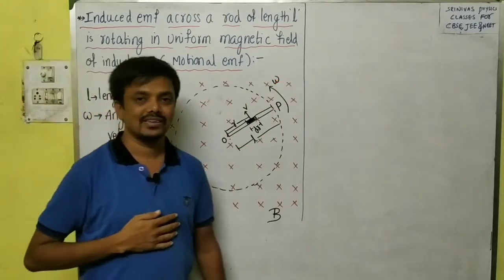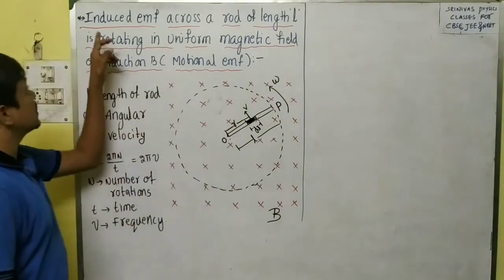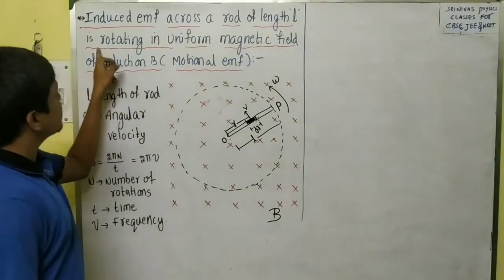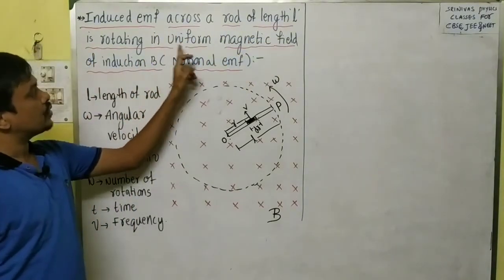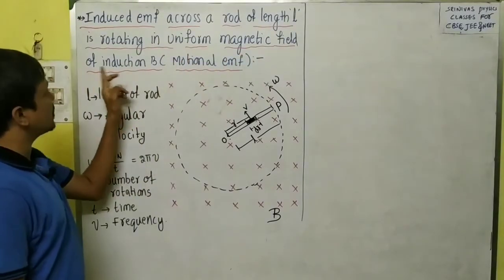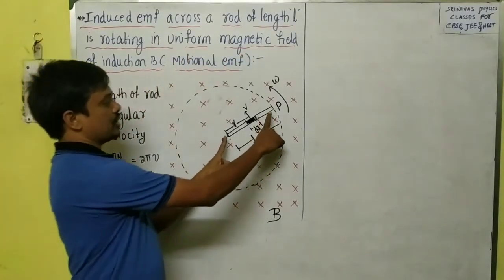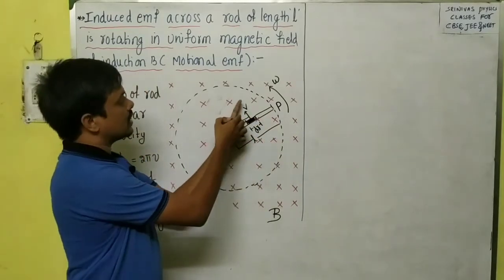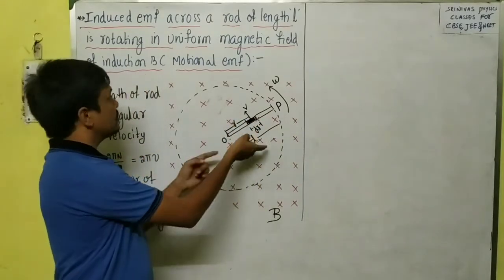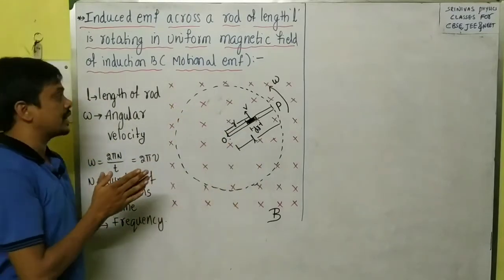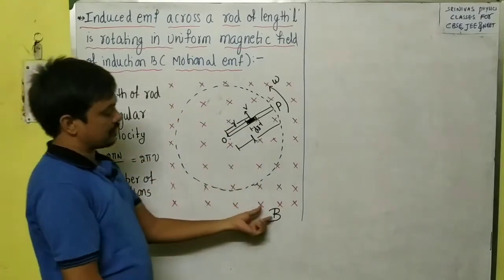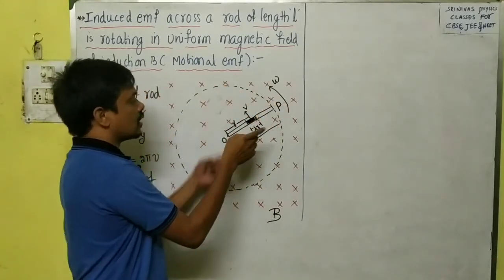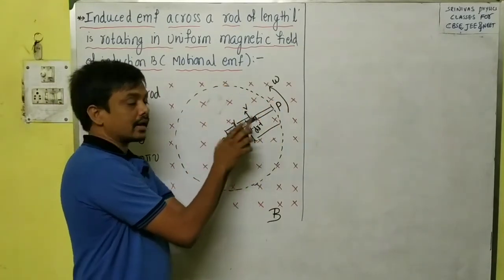Hi to all. Today's topic is induced EMF across a rod of length L rotating in a uniform magnetic field of induction B. This is a rod. Look at here, its length is L. This rod is rotating in the magnetic field with a certain angular velocity omega. This is the magnetic field, and it is directed inward, as shown by the cross. The rod is rotating in the uniform magnetic field.